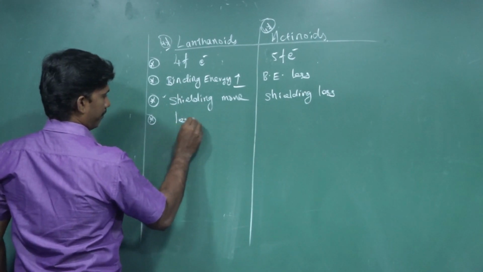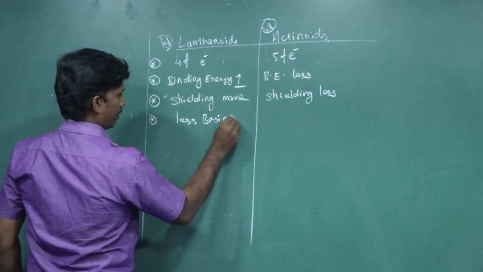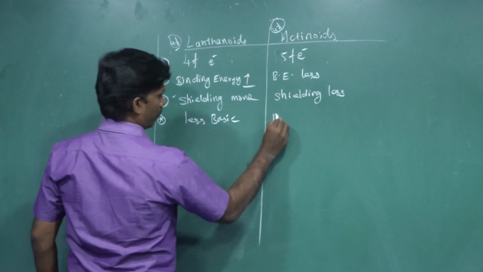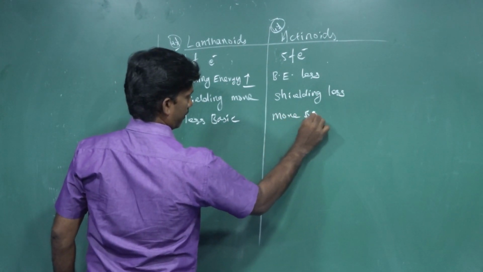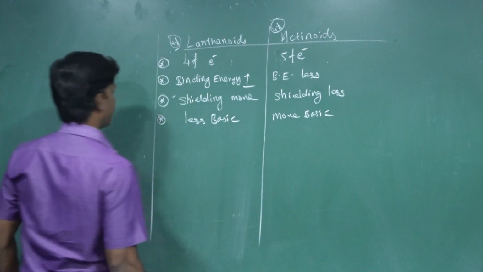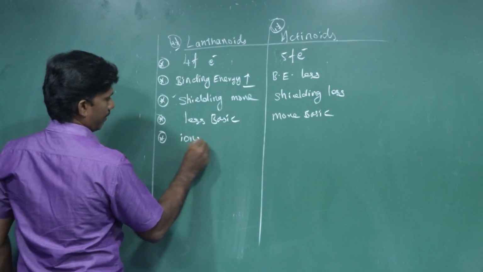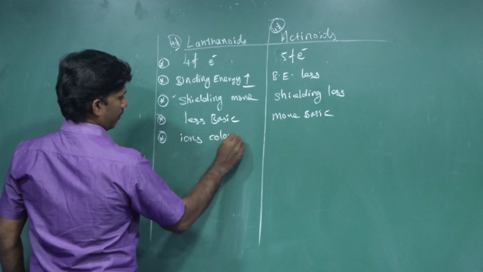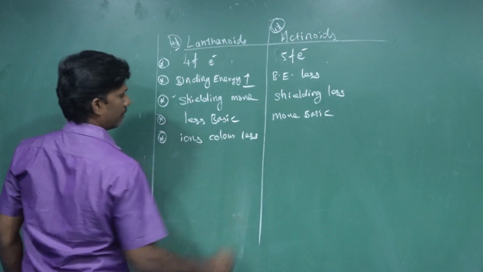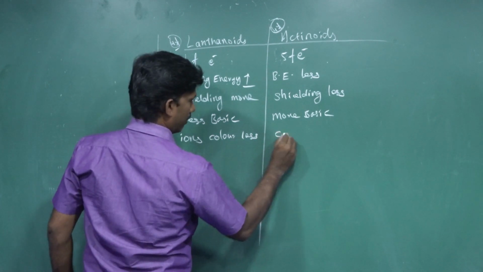Less basic. These compounds are less basic. Here it is more basic. The compounds are more basic. Then the ions are colorless. Here the ions are colored.